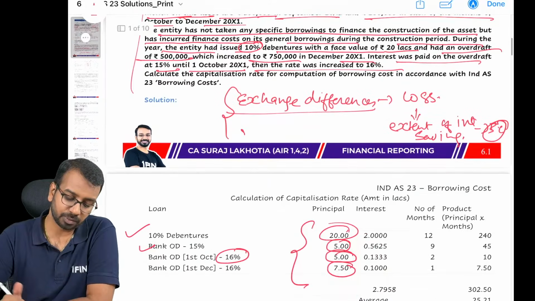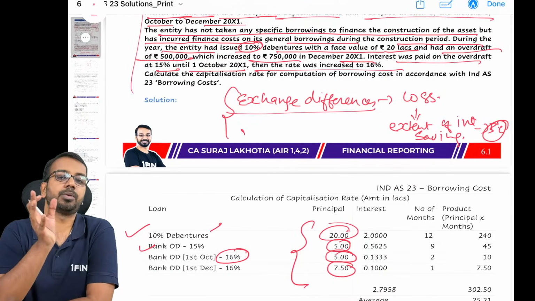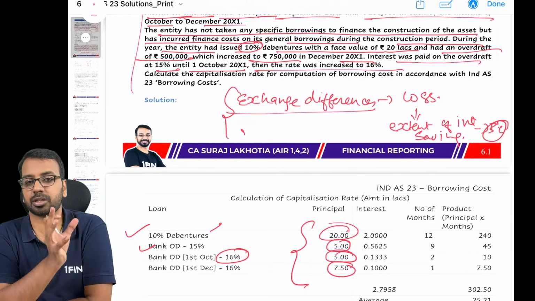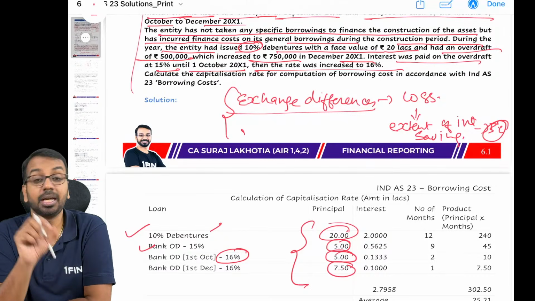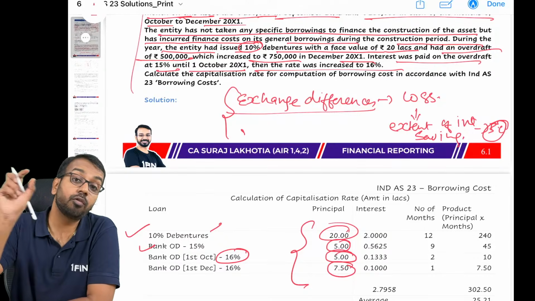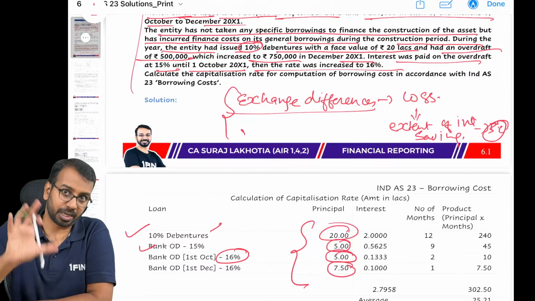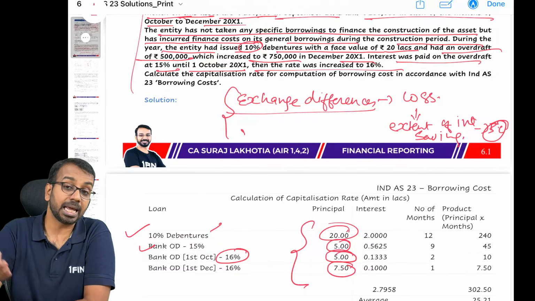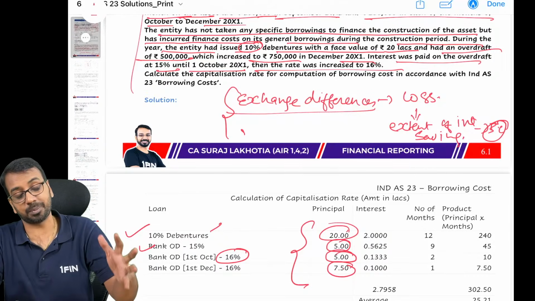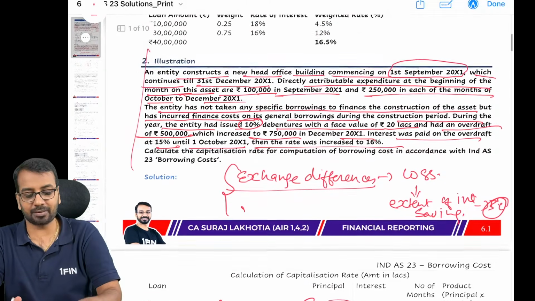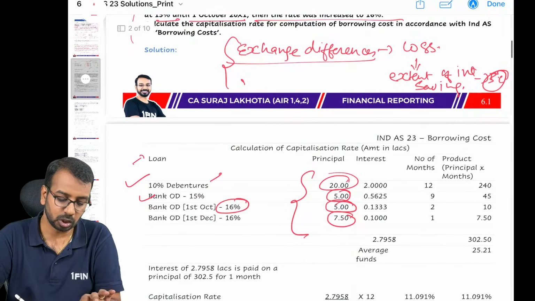Logically speaking, all the capitalization rate calculations as per Ind AS 23 have to be done considering the full period. It is not for the construction period. Per definition, this is how it has to be done. ICAI also, in some RTPs, has taken 12 months, and in some places has taken from 1st of September. But this is the logical approach.